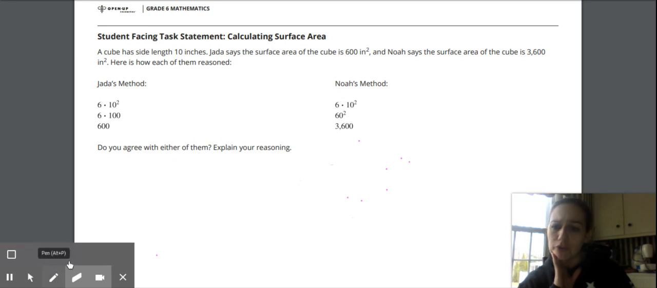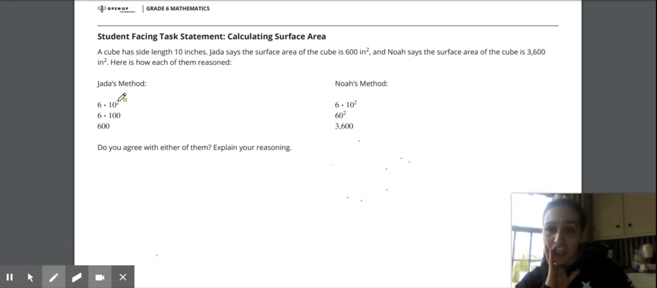Now, if we look at both of their methods, they both start off, Jada, 6 times 10 to the second. Noah, 6 times 10 to the second. They start off exactly the same. However, if you look at the next step, they do it differently here. So 10 to the second power would be 100. 6 times 10 would be 60. So it's a matter of knowing who did this step right.